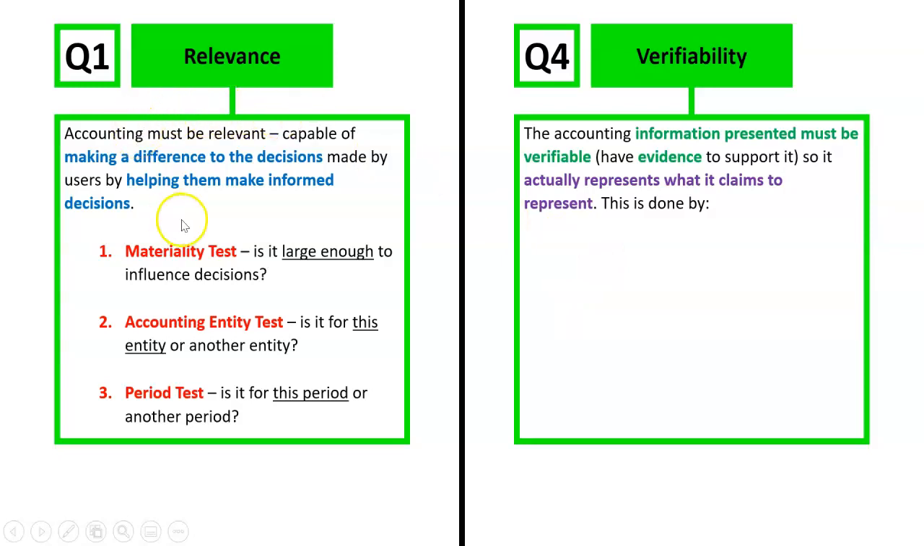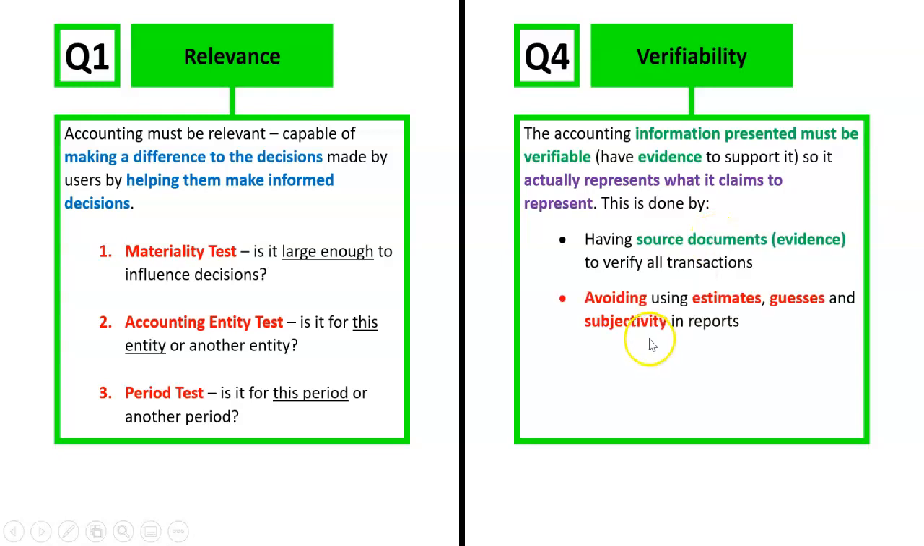So this one over here with relevance is all about making decisions. This one's about the information presented must be verifiable. In other words, it must have evidence. How do we get evidence? Well, we have source documents for everything. We avoid estimates, guesses, and subjectivity. And we have all our information audited by an independent party. And just looking at the definitions of the two, you can start to see there's a little bit of a contradiction here. How so? Well, let's look at some specific examples.